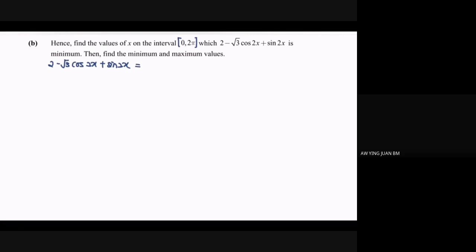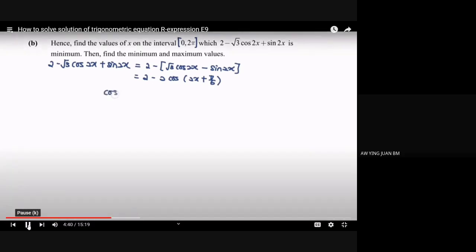So in here, I will do some modification, which is factoring the negative 1. So 2 minus bracket, we have square root of 3 cos 2x minus sine 2x. Then I try to relate the situation, become 2 cos bracket 2x plus 30 degree or pi over 6. So now we have the situation. So in order to find the minimum and the maximum, first we need to start from the basic, which is cos bracket 2x plus pi over 6.